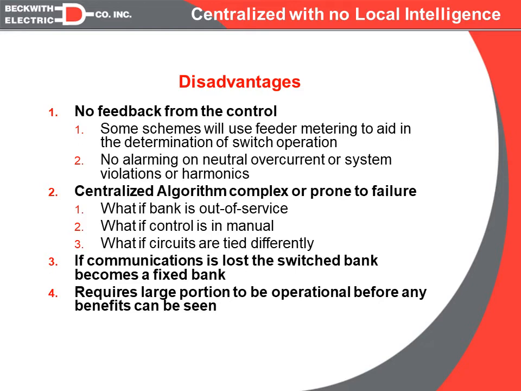And typically these centralized systems cannot work if the circuits are tied differently. So normally these centralized systems look at the load flow and the capacitors with the normal radial feeds. If you do auto restoration or sectionalizing, a lot of times the centralized system will actually have to shut down the algorithm on those particular circuits until they're restored back to their normal configuration. And if we lose communications, then we basically have a fixed bank. It's either going to be on or off depending on its last state, and this could give us difficulties on the circuit.